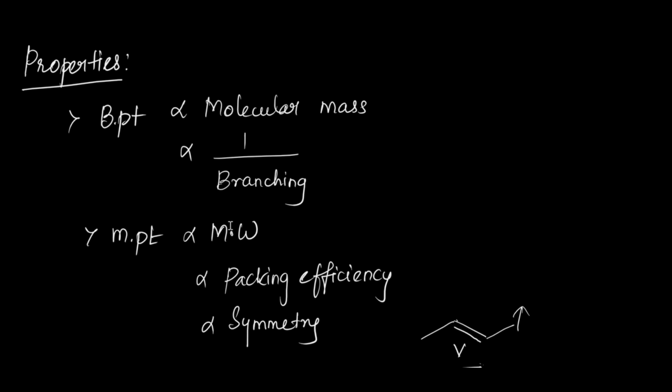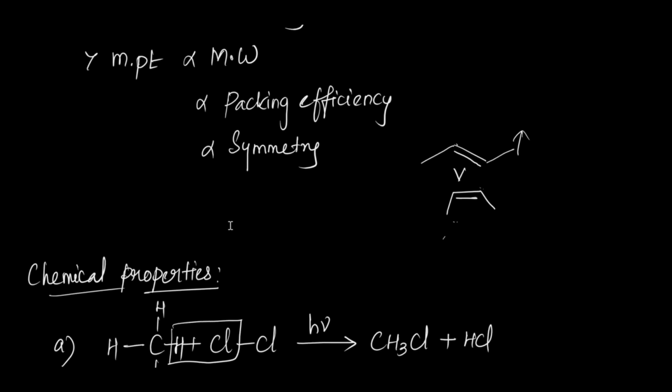Then talking about the properties of alkanes, always remember boiling point is directly proportional to molecular mass and inversely proportional to the branching. As the branching increases, the surface area decreases, so the boiling point also decreases. In case of melting point, obviously it is directly proportional to molecular weight, and two other factors are also important: the packing efficiency. If I can pack many molecules in a single place, the melting point will be higher. And symmetry: if there is symmetry, then the melting point will also be higher.